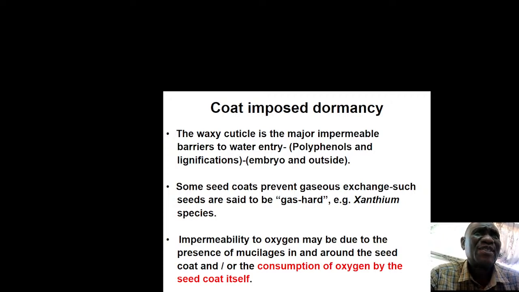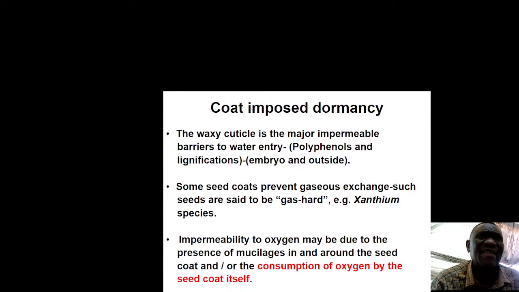Still on coat imposed dormancy, you may find that the wax cuticle is the major impermeable barrier of water entry. These are polyphenols and lignifications which are outside the embryo. Some seed coats prevent gaseous exchange. Such seeds are said to be gas hard. Again, another example is the Xanthium species. You'll find that some weed species have various mechanisms which are responsible for their seed dormancy.